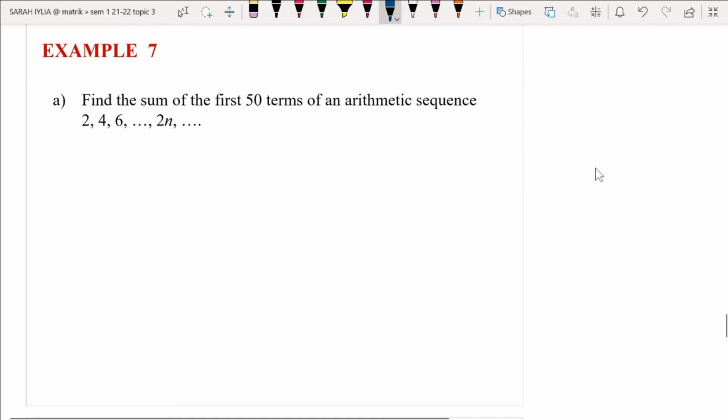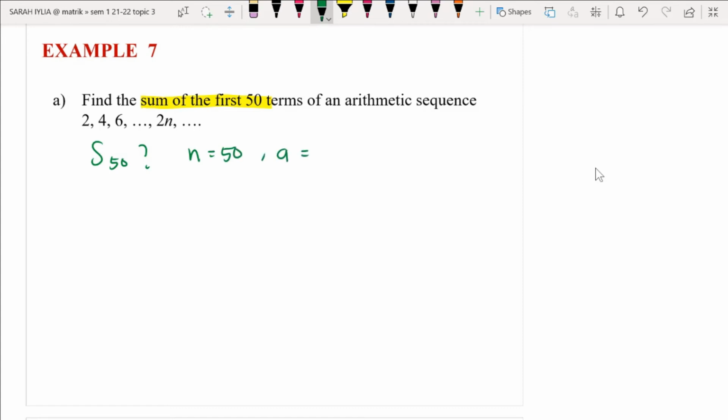Kita proceed. Next one, example 7. So, 7A. Find the sum of the first 50 terms of arithmetic sequence 2, 4, 6 and the list goes on. Okay. Sum of the first 50 terms. Maksudnya kat sini kita nak kena cari S50. So, kena guna formula Sn. N kita dah tahu, 50 for sure.